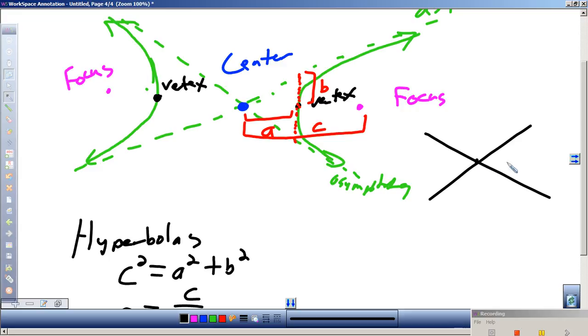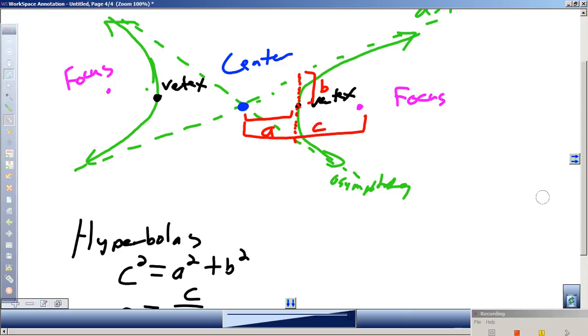If the distance to the focus is the same as the distance to the vertex, we're going to get that. Basically, as this moves closer and closer this way, this line gets closer and closer here, and when they meet at the same point, where A and C are the same, you get just the 2 lines there. Don't worry too much about it.